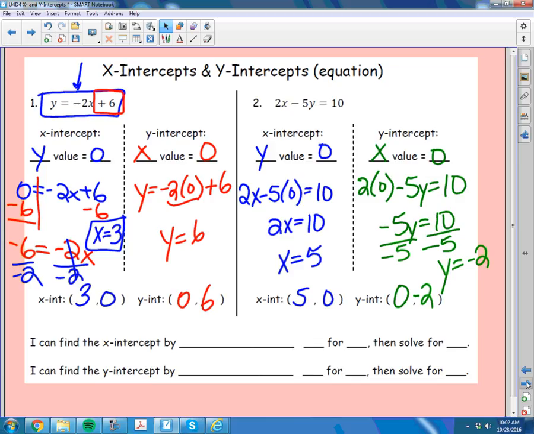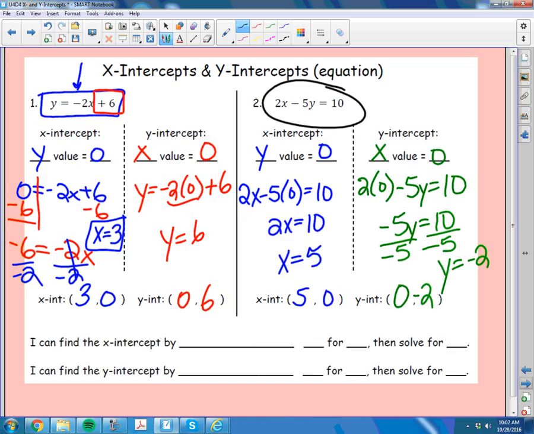If I was asked to graph this line, the easiest thing to do is to find the x and y intercepts, and then draw a line with the ruler. Way easier than trying to make a table or any of that other garbage, right? So keep that in mind.